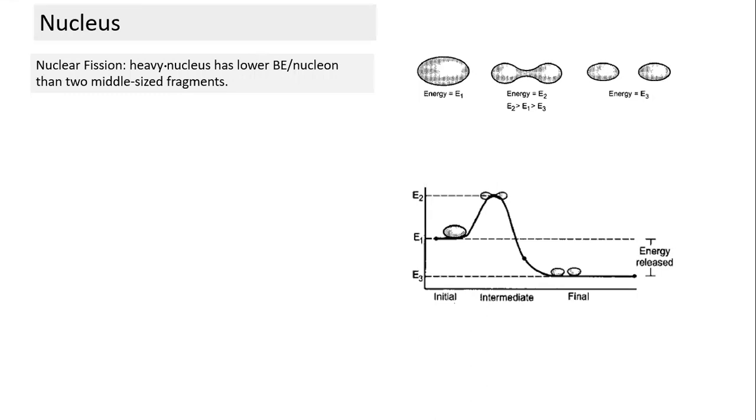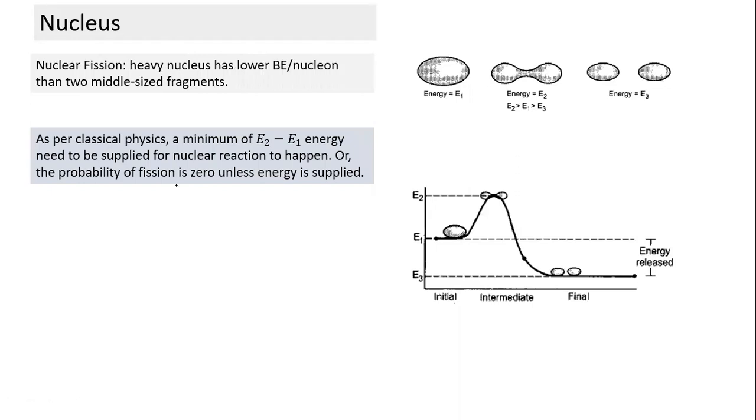Nuclear fission means when a heavy nucleus breaks into smaller nuclei. A heavy nucleus has lower binding energy per nucleon. Mid-size nuclei have higher binding energy per nucleon. We have seen that curve. As the binding energy increases, it becomes more stable and energy gets released. That is nuclear fission. And how does it happen?